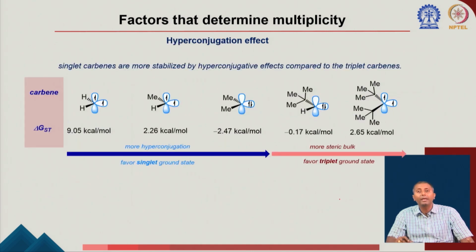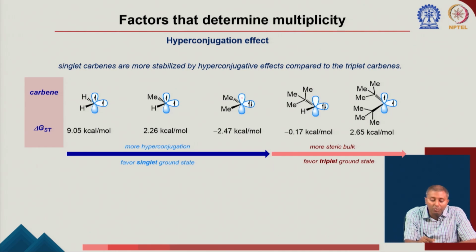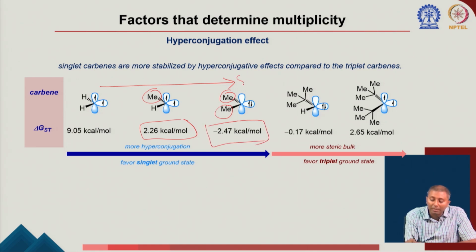Okay. Again I am trying to explain this: if you have a hyperconjugation effect, what role is hyperconjugation playing? Hyperconjugation means giving electron density, the CH electron density, to the empty orbital. As you are increasing the hyperconjugation, going in this direction, that means 1 methyl with 3 hyperconjugation versus 6 hyperconjugation, you can see your value goes from 2.26 to minus 2.47. That means slowly it is going to singlet carbene.